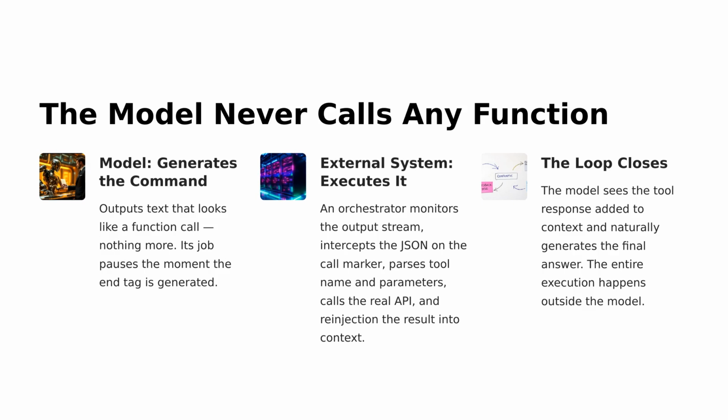The model itself never directly calls any functions. Instead, it generates what appears to be a function call as text. An external orchestrator then steps in, intercepting the output, parsing the necessary details, and executing the real API call. The response is reintroduced into context, allowing the model to seamlessly complete its task. This entire process ensures smooth, efficient function execution outside the model.